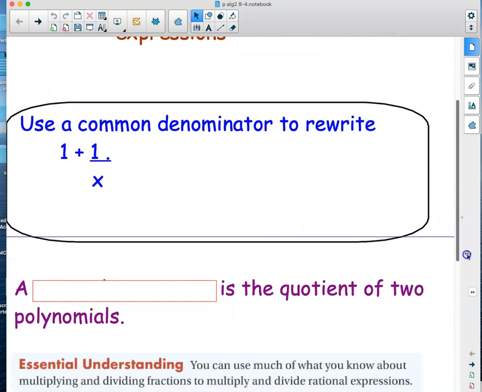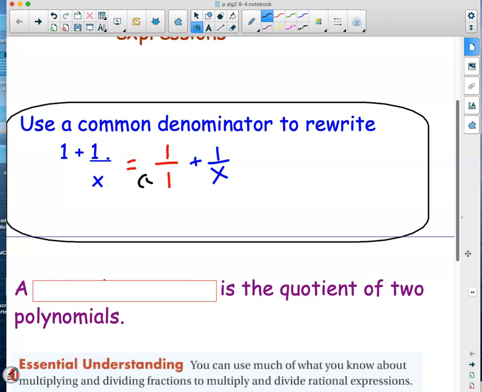Now, why is it easier to multiply and divide when you're talking about fractions than it is to add and subtract? Because if you want to add and subtract, you have to have a common denominator. So it takes extra steps to make that happen. We rewrite 1 as 1 over 1. Leave the little plus 1 over x alone for a second. And realize the least common denominator for 1 and x is x. Well, this one already has it, but this one doesn't. So I have to multiply the denominator by x to get a common denominator.